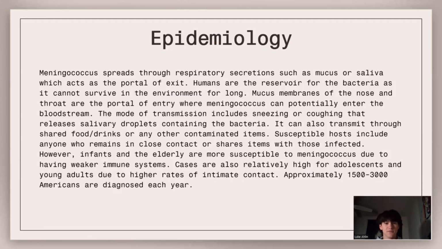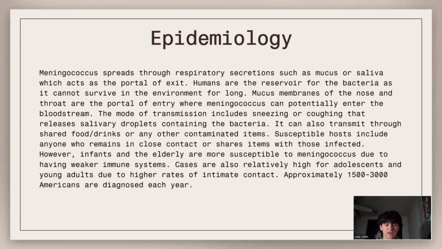Meningococcus spreads through respiratory secretions such as mucus or saliva, which acts as the portal of exit. Humans are the reservoir for the bacteria as it cannot survive in the environment for long. Mucous membranes of the nose and throat are the portal of entry where meningococcus can potentially enter the bloodstream. The mode of transmission includes sneezing or coughing that releases salivary droplets containing the bacteria. It can also transmit through shared food and drinks or any other contaminated items.